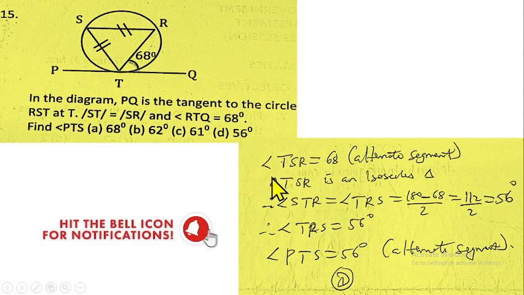So angle STR, which is this angle, and angle TRS, which is this angle, are 56 degrees each. So our aim is to find this angle here. There's a relationship between this angle here and this angle SRT. So angle TRS, which is this angle, is equal to this angle PTS, reason: alternate segment as well. So option D is the correct option for question number 15.